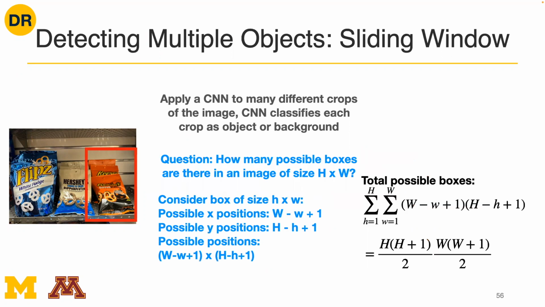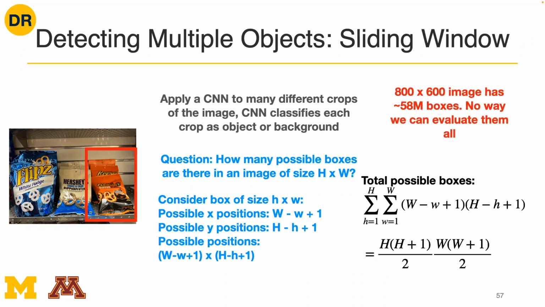The problem here is that you have so many possible bounding boxes, right? If you consider an image of size H and W, the number of possible positions in X direction and Y direction is, as noted on the slide, W minus small w plus 1. And the number of possible positions in the image is a product of W minus small w plus 1 multiplied by H minus small h plus 1. So these are only the positions, right? If you think about the possible bounding boxes, they're much higher.